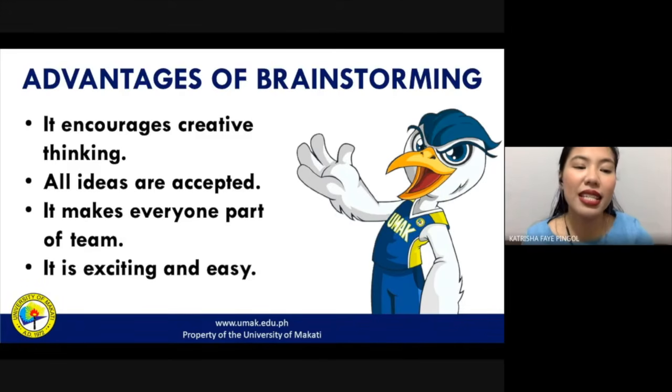The next one is it is exciting and easy. But we'll focus on the easy part, because like what I have mentioned earlier, when we engage in brainstorming, there are basically no rules to follow. There are no rules that we have to consider, that we have to think about, because whatever comes into your mind, you just list them down, you just say it out loud.